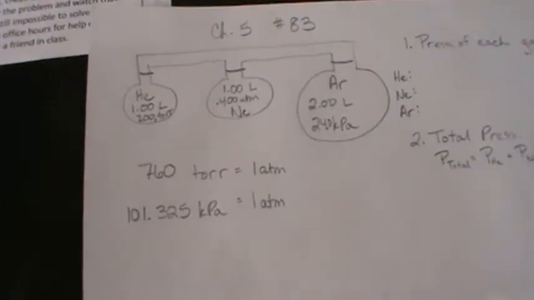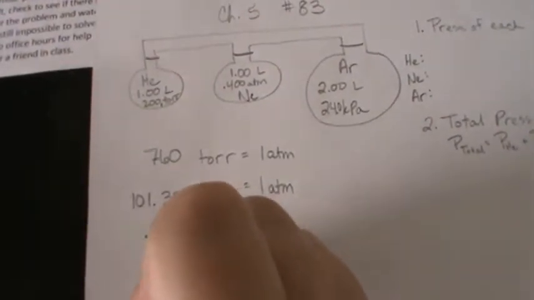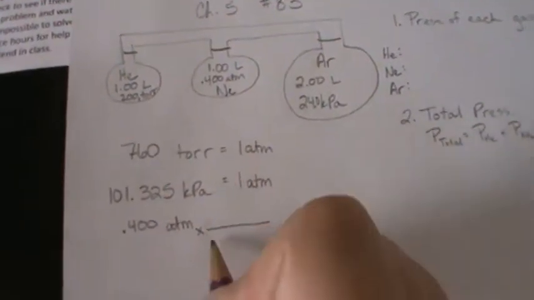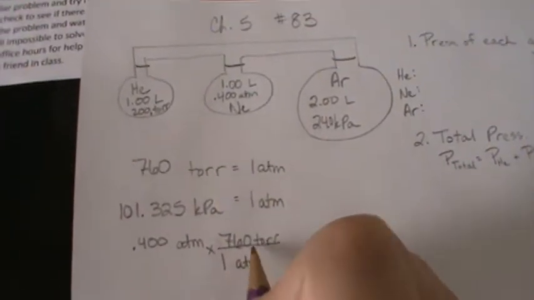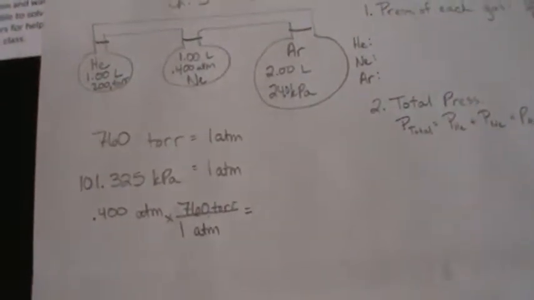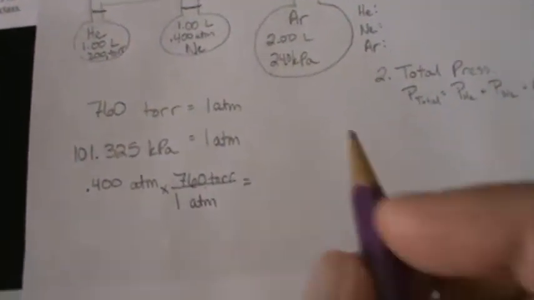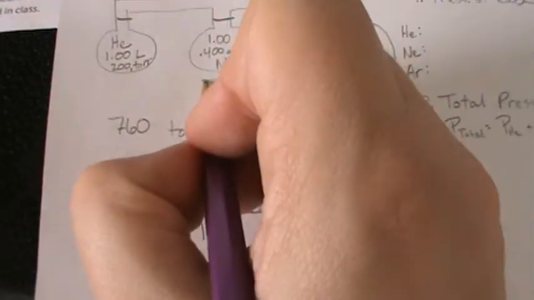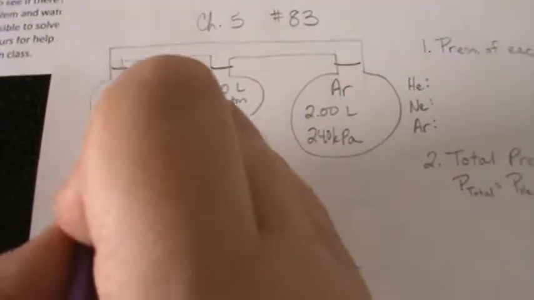The neon says that we're at 0.4 atmospheres, and I have my conversion factors written here. So 1 atmosphere is the same as 760 torr. That's a defined number, so we don't have to worry about significant figures coming off of the 760. So 0.4 times 760 gives us 304 torr. I'm going to put that up here. 304 torr. That's my new pressure.